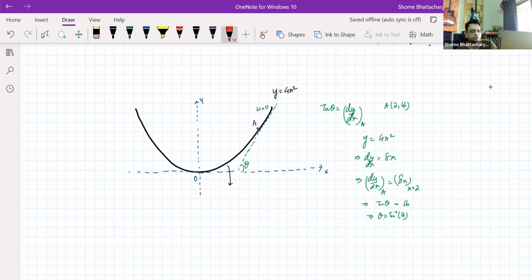Normal reaction will act in this direction, and mg will act in the vertically downward direction. The particle at this moment will have only a tangential acceleration because its initial speed is 0. This angle is also theta.